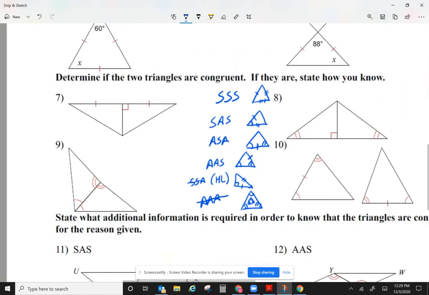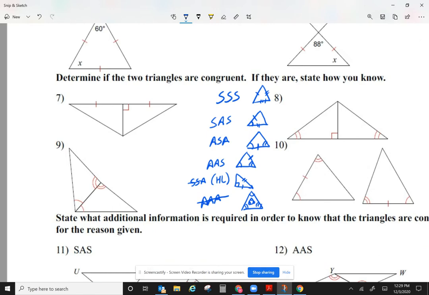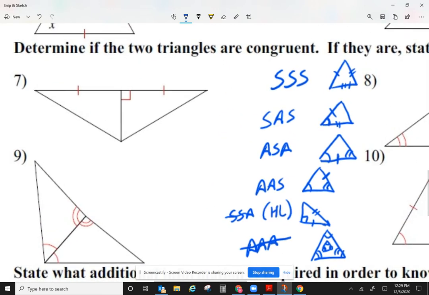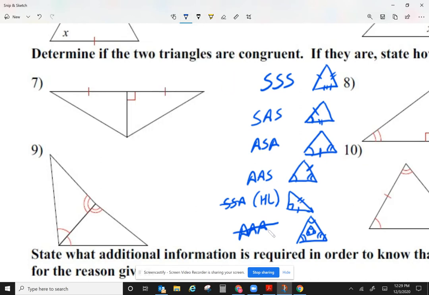All right, let's take a look. Question number 7 says determine if the two triangles are congruent. If they are, state how you know. To begin with, if a side is used by both triangles, you can just mark it. The only way I can mark a side is if it is used by both triangles, like I did. The only way you can mark an angle is if the two angles make an X. So something like this, I will mark the angles.